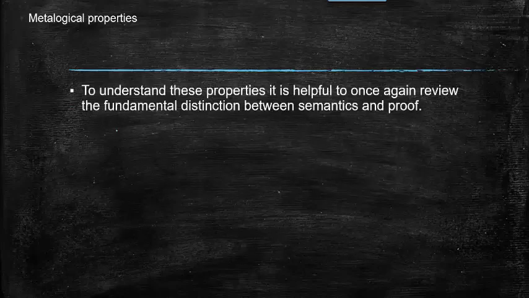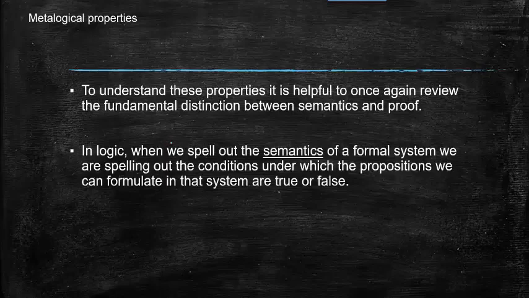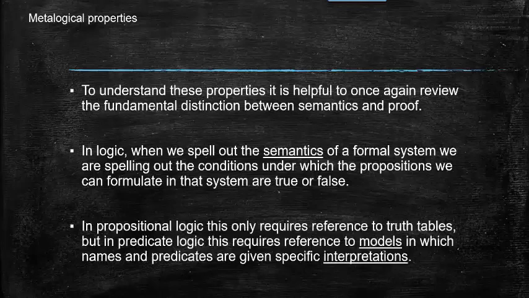So to understand these properties, it is helpful to once again review the fundamental distinction between semantics and proof. In logic, when we spell out the semantics of a formal system, we are spelling out the conditions under which the propositions we can formulate within that system are true or false. Remember, semantics is about meaning, and in logic we explicate the notion of meaning, like the meaning of a sentence, as the conditions under which it is true or false. Now, in propositional logic, this only requires reference to truth tables, but in predicate logic, this requires reference to models in which names and predicates are given specific interpretations.